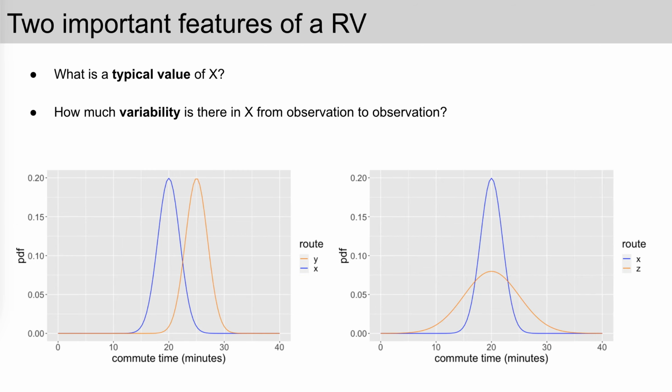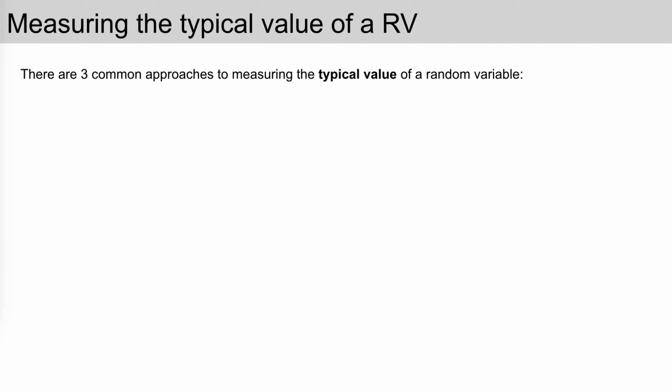These examples illustrate two important features of a random variable, hence two important follow-up questions. What is a typical value of x, and how much variability is there in x from observation to observation? In this video, the first of two parts will focus on the first question. To this end, there are three common approaches to measuring the typical value of a random variable: mean, median, and mode.